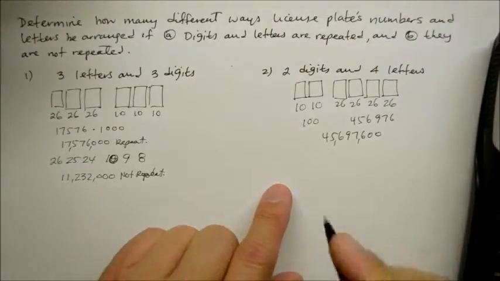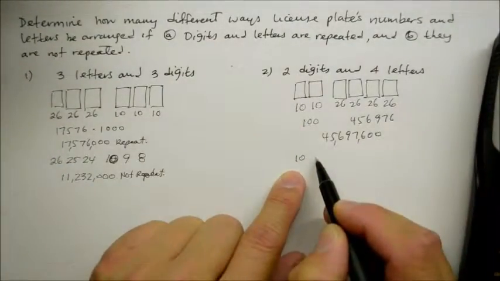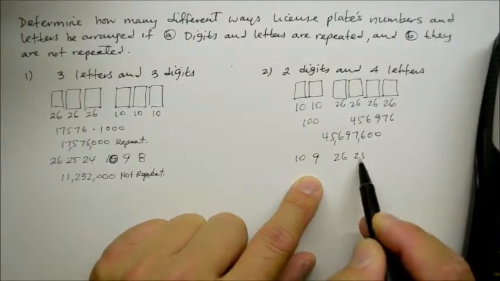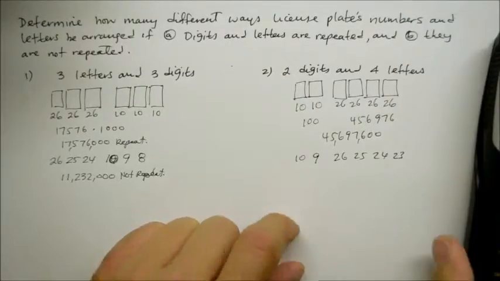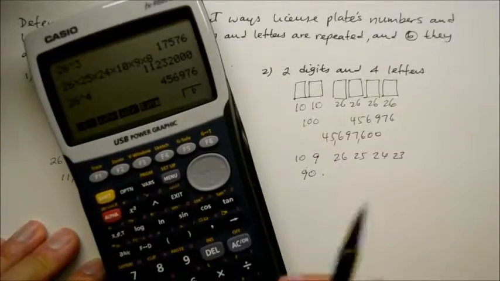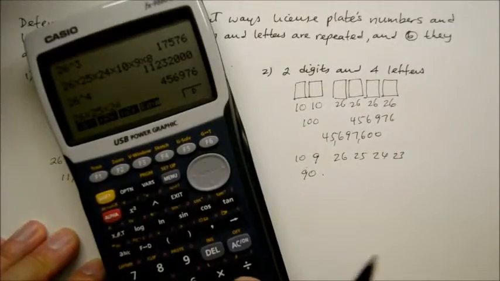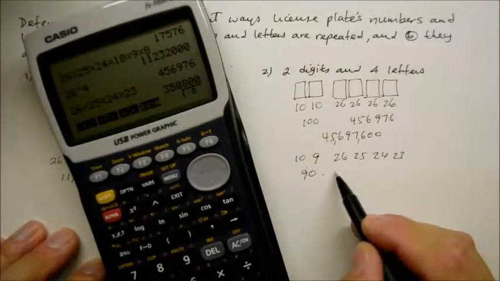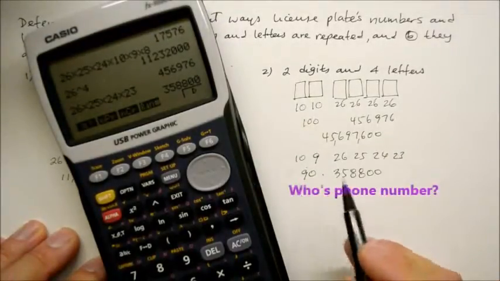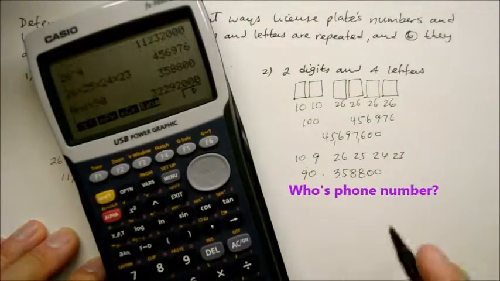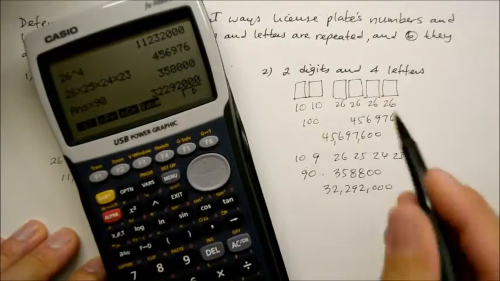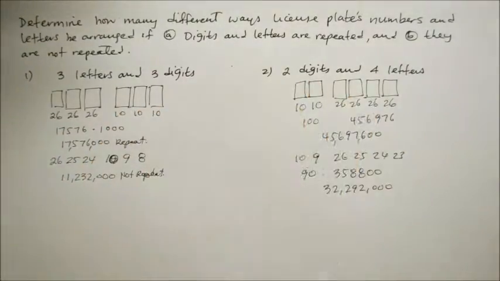Now, if you are not allowed to repeat them, then the digits will be 10, and then since we cannot use one more after that, only 9 available. Same with the letters, 26, 25, 24, 23. So for the digits, we have 90 possible choices, multiplied by all the letters, 26, 25, 24, and 23. That's going to be 358,800. Sounds like a phone number. And multiply that with 90. That gives me 32,292,000 ways of arranging the license plate with 2 digits and 4 letters. There's that.